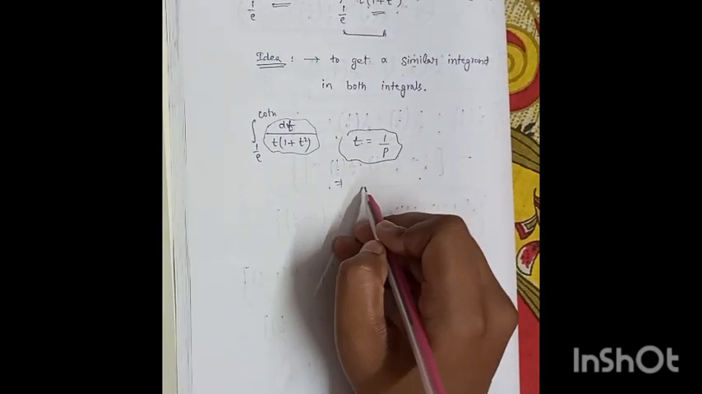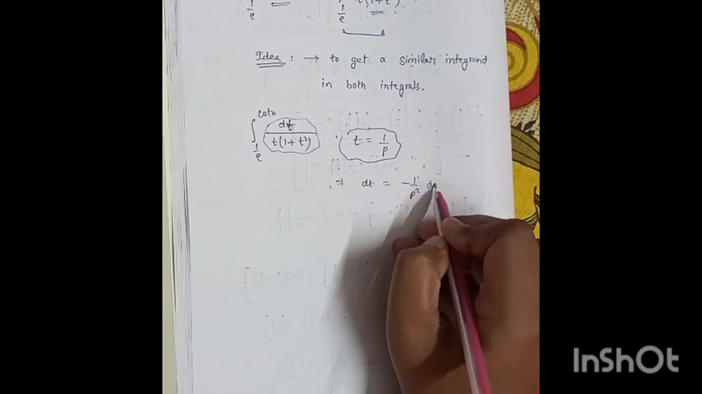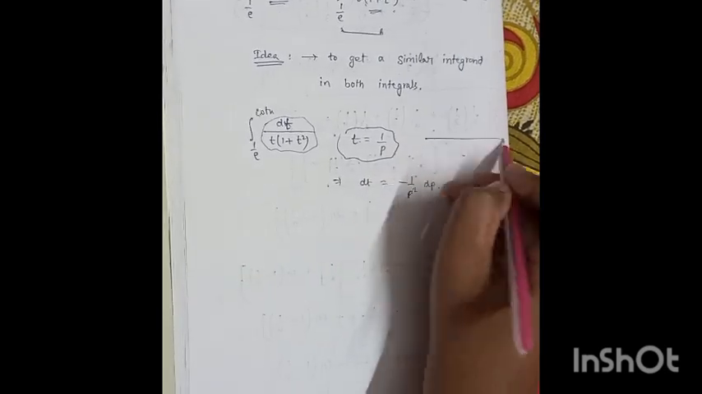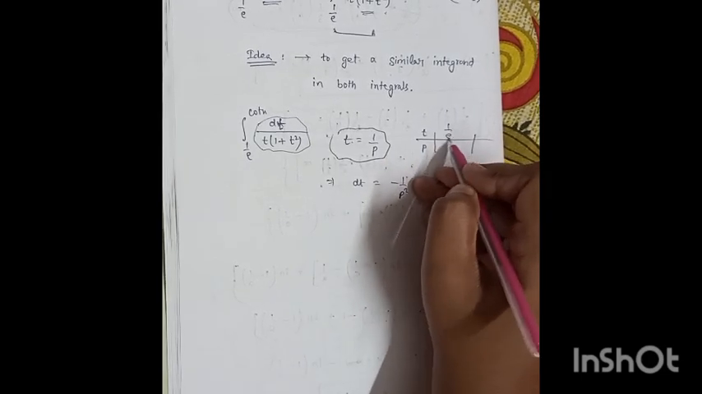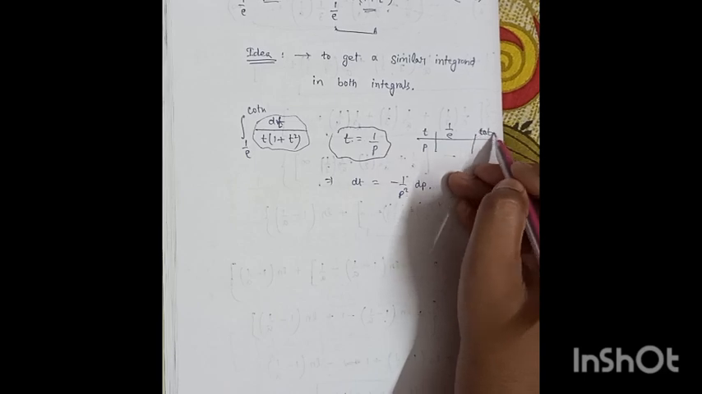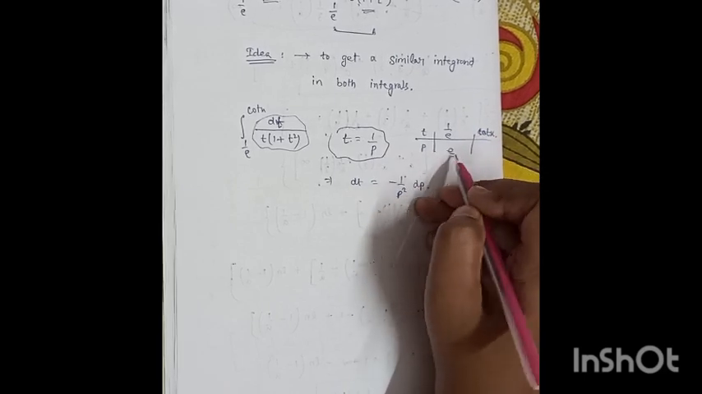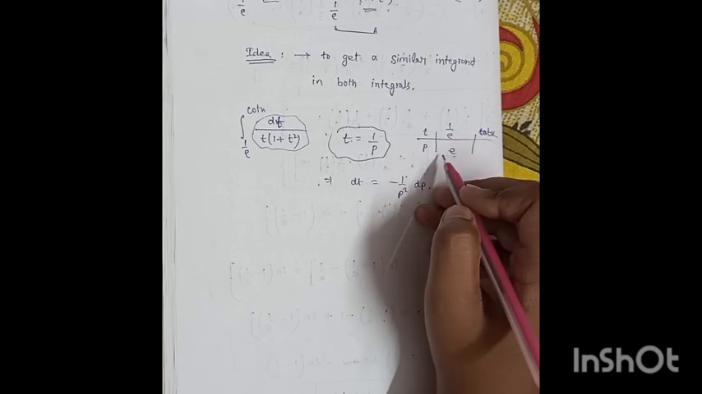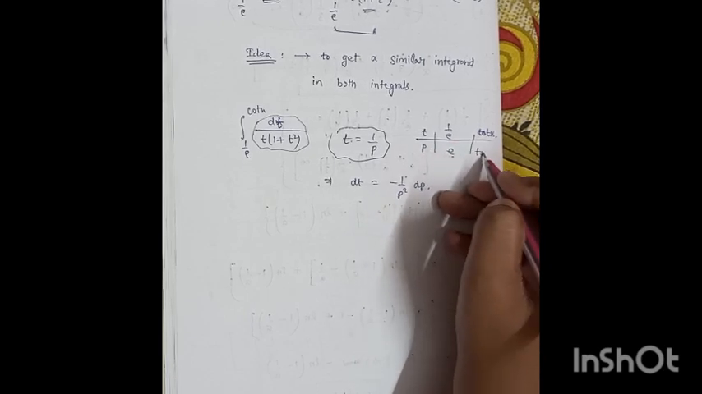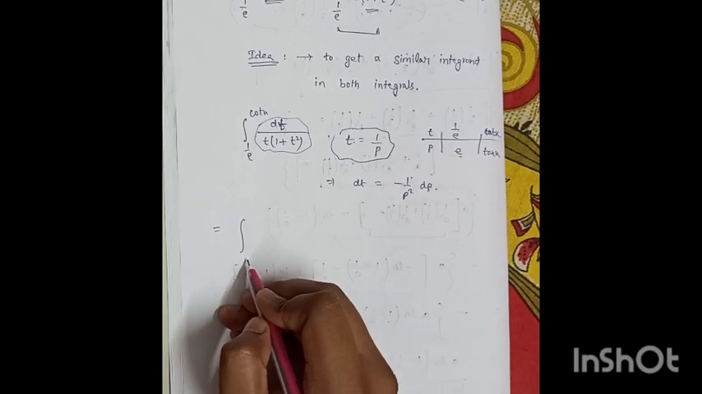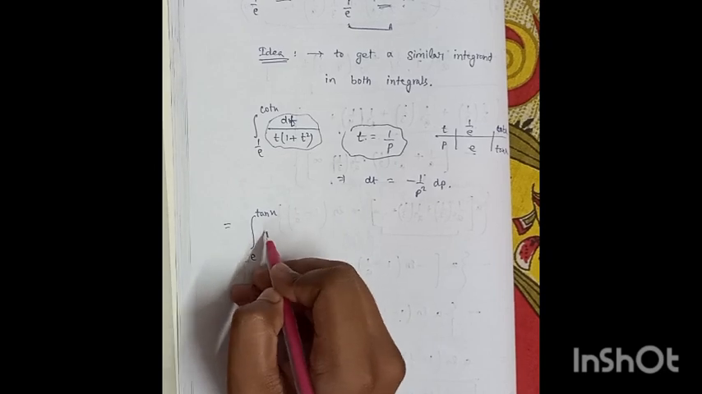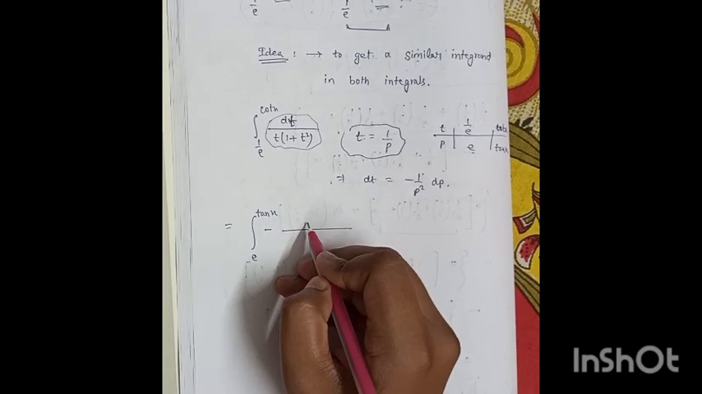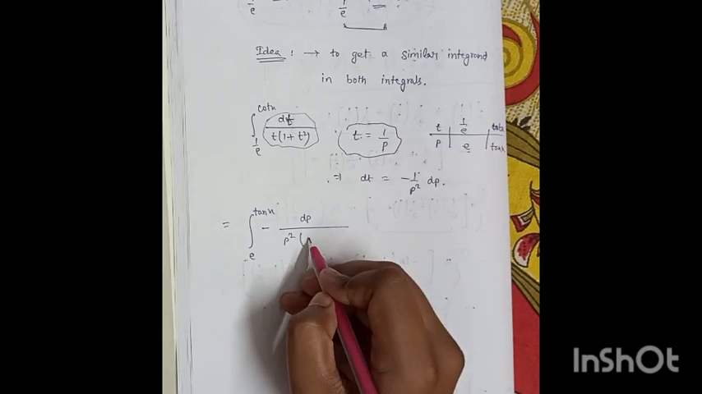So substitute this. So dt equals minus 1 over p square into dp. As we can see here, t varies from 1 by e to cot x, and p is basically 1 over t. So p varies from e to tan x. So the integral becomes the integration from e to tan x. Then dt will become minus dp by p square, and this will become 1 plus 1 over p square.